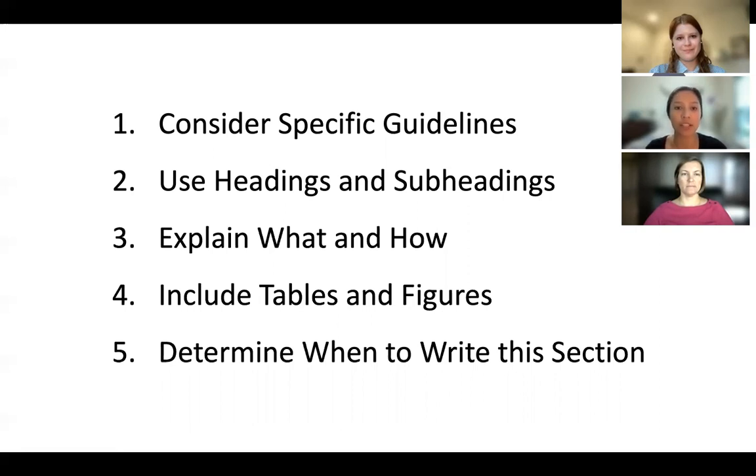Therefore, it is often a good section for graduate students who are actively involved in conducting the study to write. You can utilize components from the IRB protocol here as well. Remember to document that the study was approved by your institution's IRB in your method section.